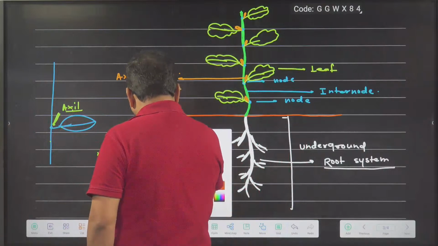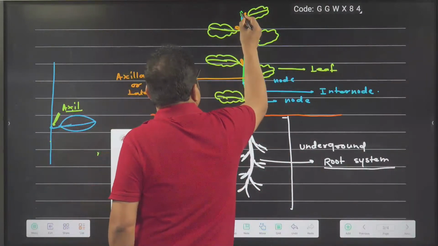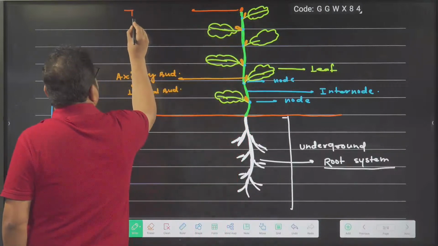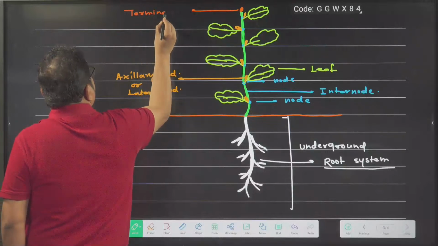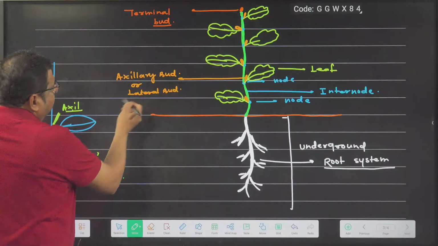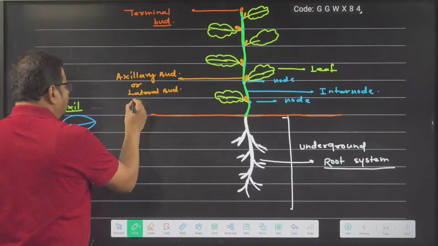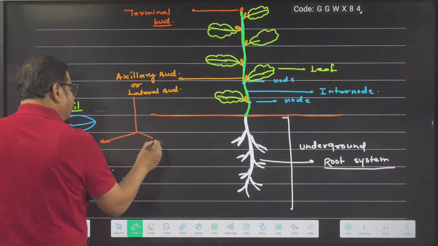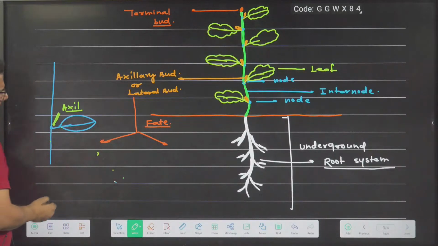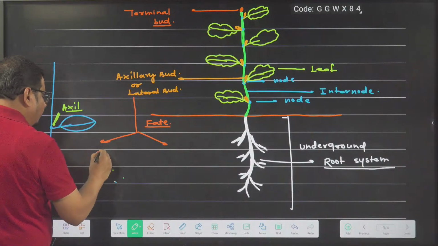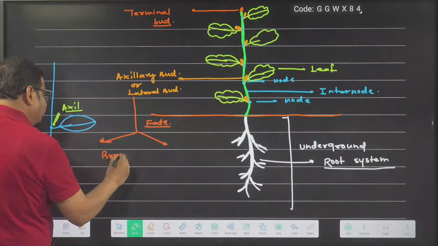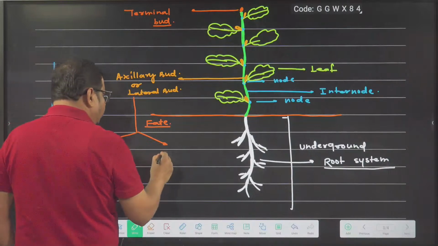If a bud is present on the tip, it is called a terminal bud. Terminal bud. So what is the fate of this axillary bud or lateral bud? There are two fates. Fate means future, and I am writing it. One fate of the axillary bud is that it may form branches, and another fate is that it may form a flower.